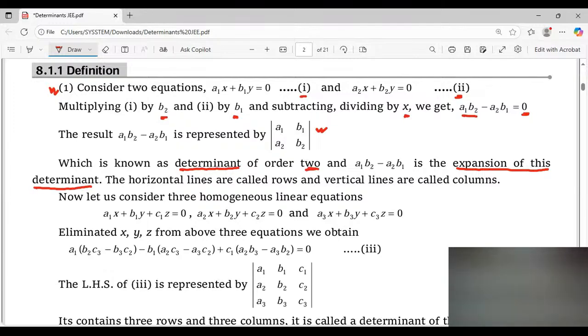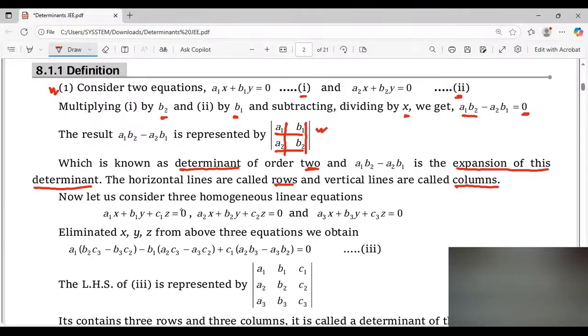The horizontal lines are called rows. So this is the first row and this is the second row. And vertical lines are called columns. So this is the first column and this is the second column.